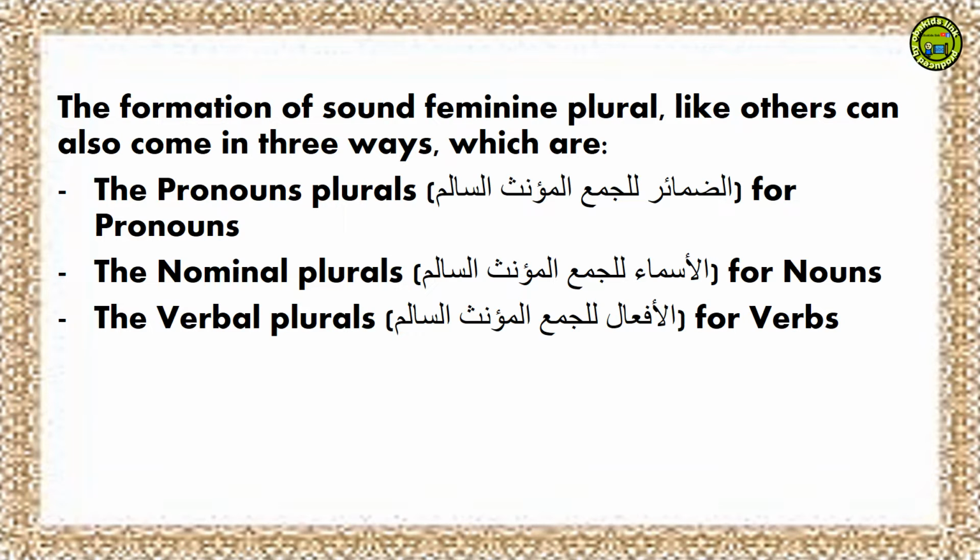The formation of sound feminine plural, like others, can also come in three ways, which are: 1. The pronoun plurals, الضمائر للجمع المؤنث السالم, for pronouns. 2. The nominal plurals, الأسماء للجمع المؤنث السالم, for nouns. 3. The verbal plurals, الأفعال للجمع المؤنث السالم, for verbs.